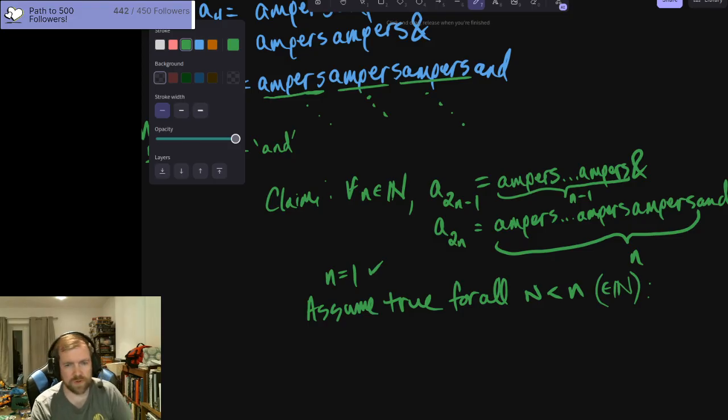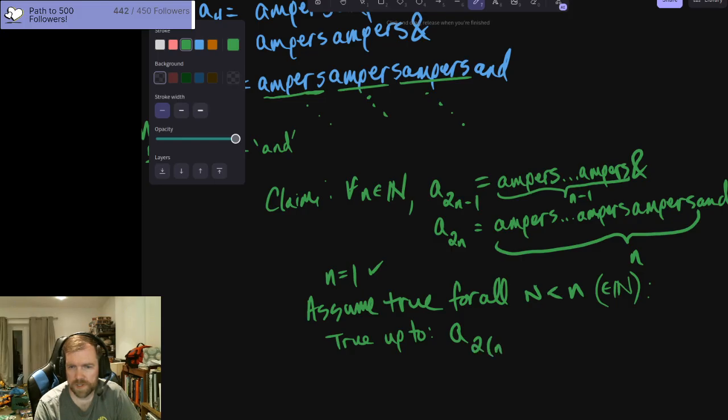So if that's true, then it's going to be true up to a sub 2(n minus 1) minus 1 and a sub 2 times (n minus 1), which is then going to be a sub 2n minus 2 minus 1, which is 2n minus 3. And then this is going to be a sub 2n minus 2.